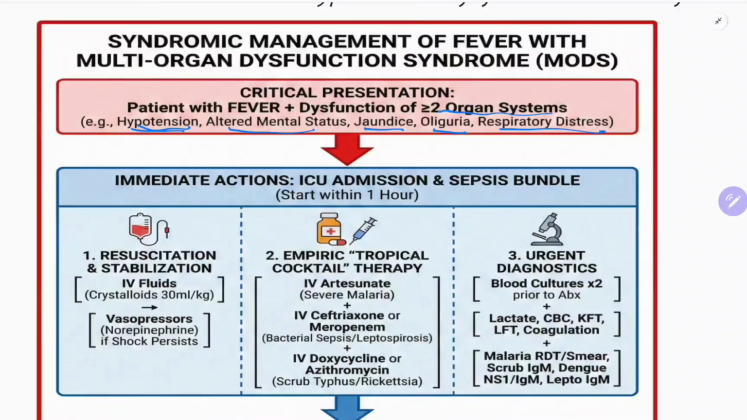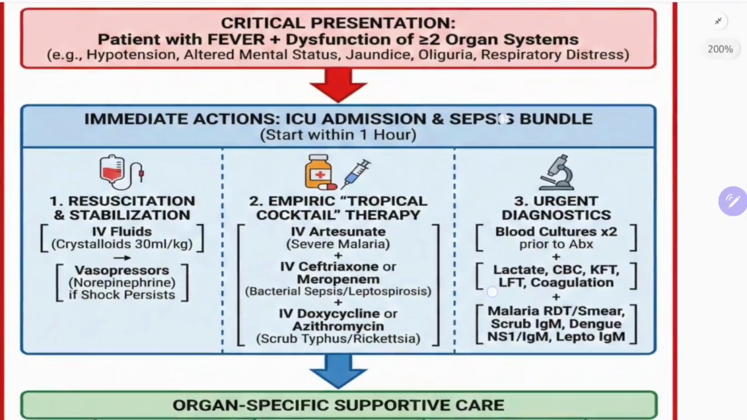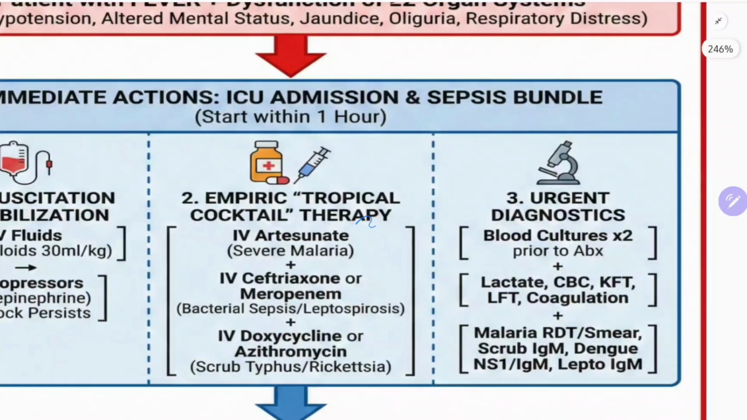ICU admission and sepsis bundle should be given. Resuscitation and stabilization with IV fluids, and if the shock persists, vasopressors like norepinephrine should be given. Empiric tropical cocktail therapy should be given. What is that? You should include malaria cover with IV artesunate, and ceftriaxone or meropenem. This will cover leptospirosis and sepsis also. For scrub typhus or rickettsial, you need doxycycline.